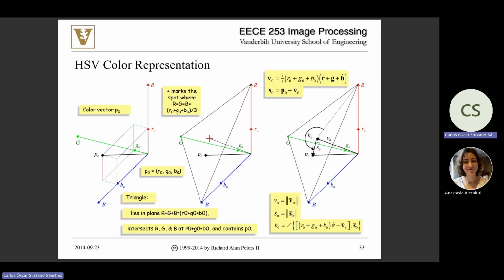So you have to go from here to here. So that gives you a direction. So from this vector to this vector. So that gives you this direction.